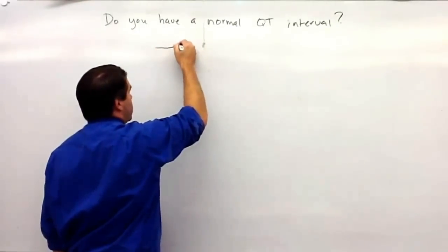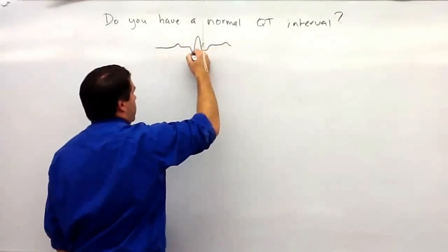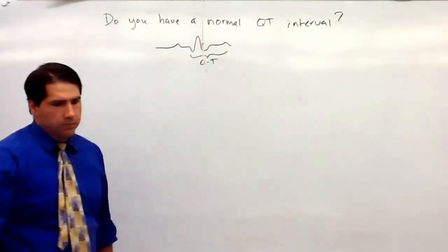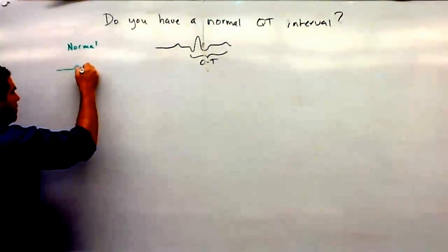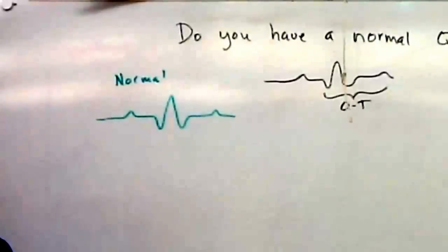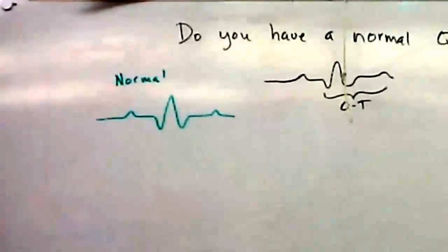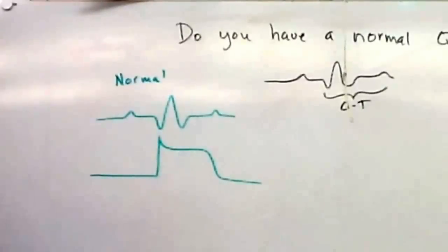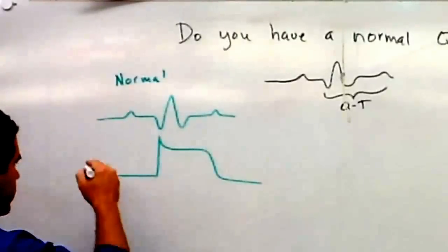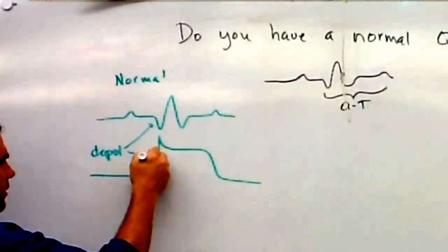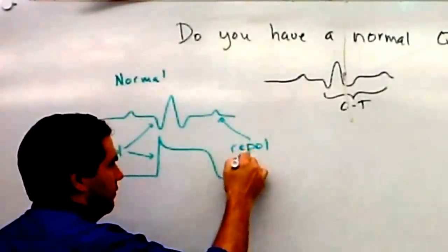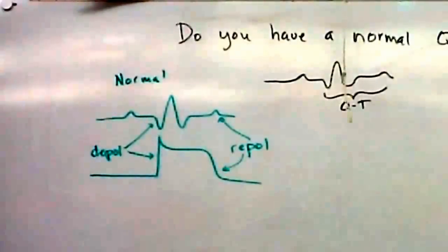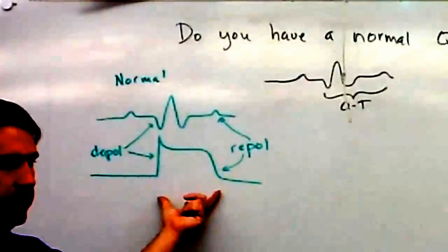What we're looking at is the QT. In a normal, what the QT is really telling us, it's showing us cardiac muscle action potentials. So here we have depolarization, the T wave is repolarization. So we see depolarization and repolarization. So this would be depol right here and right here. This would be repol, the T wave, right here. So the QT is telling us how long cardiac muscle is staying depolarized.